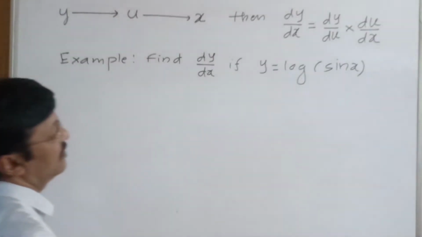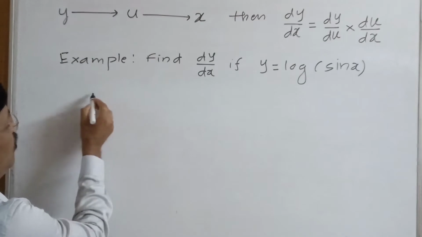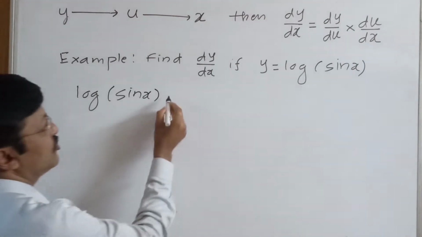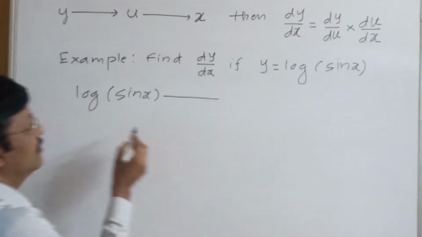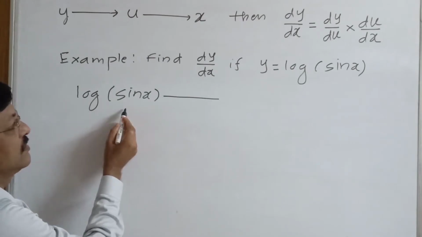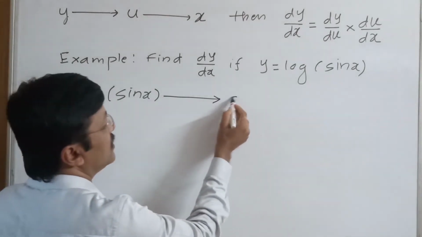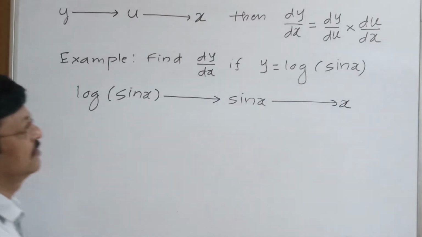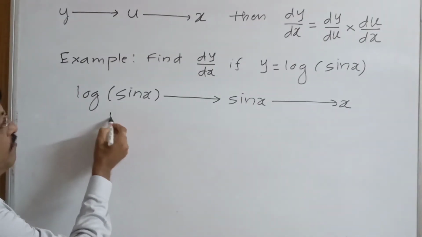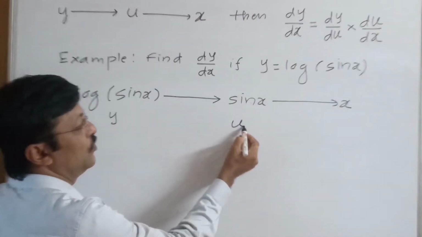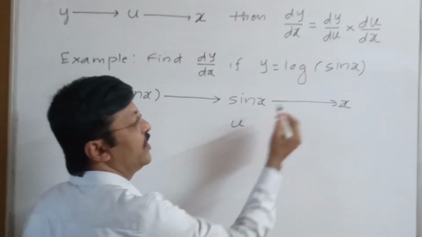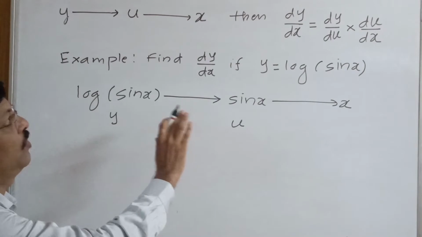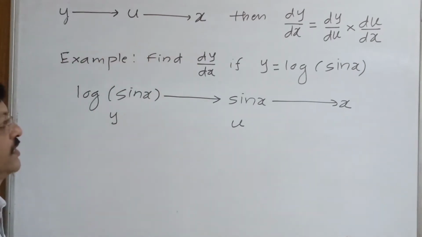sin x. Now look at the function log of sin x. That has to be differentiated with respect to x, but before that we have to consider this log of sin x, which is a function of sin x, and then sin x is a function of x. The log of sin x, which is y, is a function of sin x, which is u, and sin x, which is u, is a differentiable function of x. That's how we compare this situation with the rule's format.